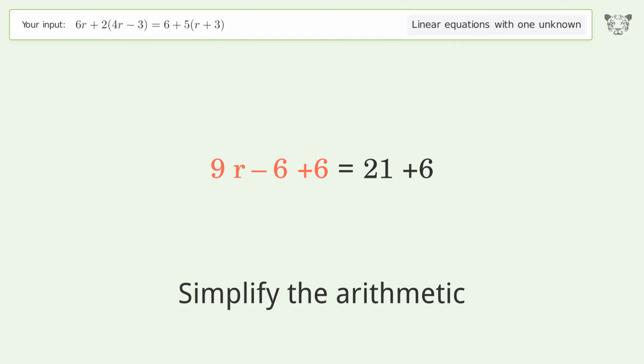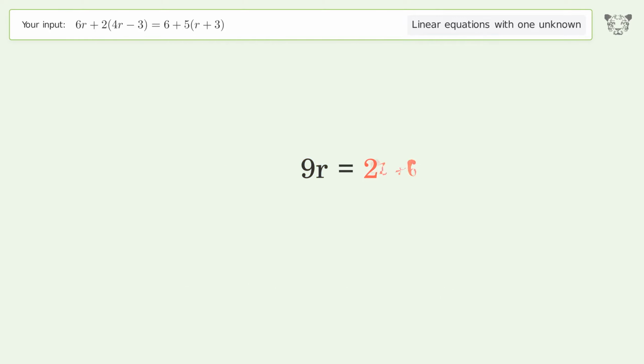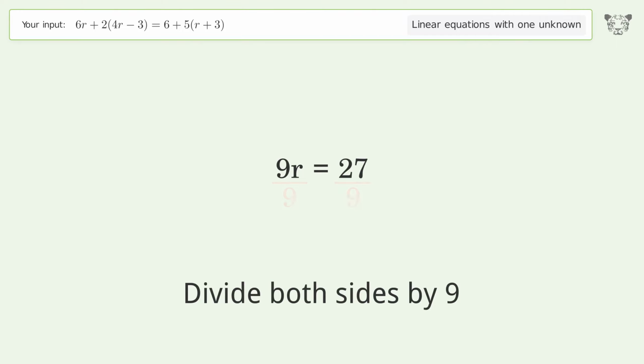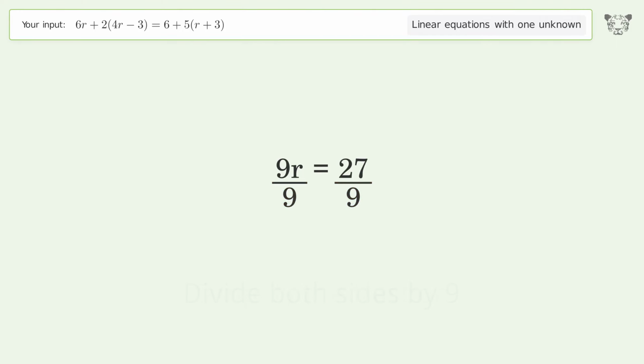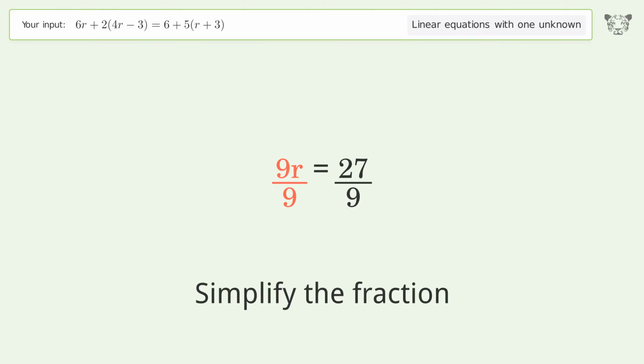Simplify the arithmetic. Isolate the r. Divide both sides by 9. Simplify the fraction.